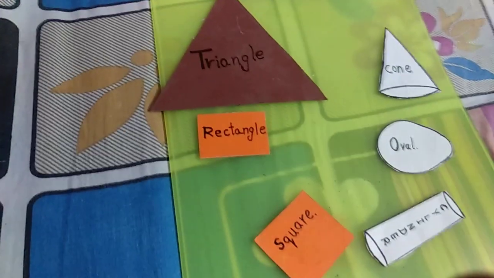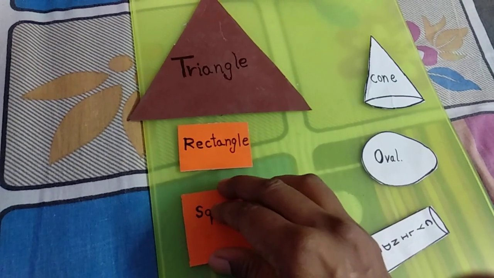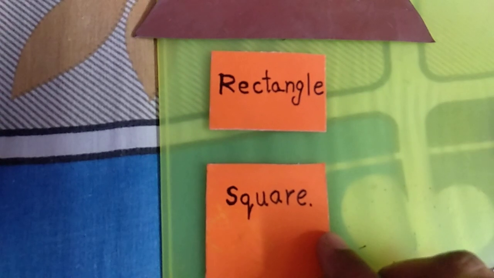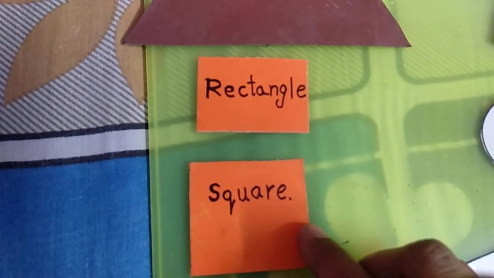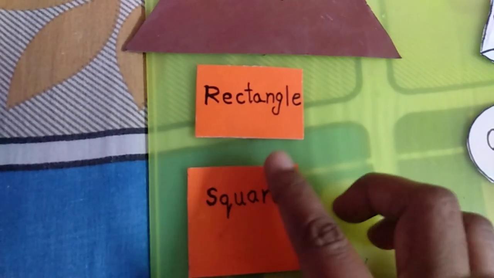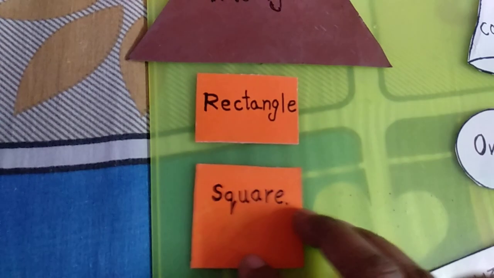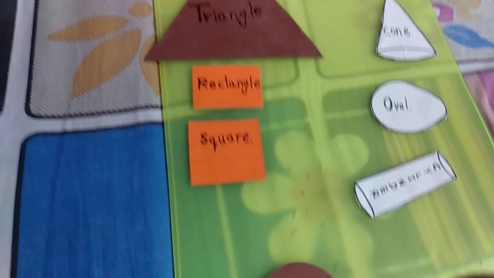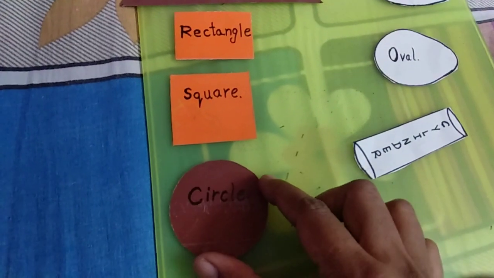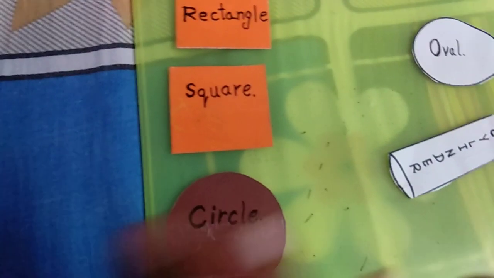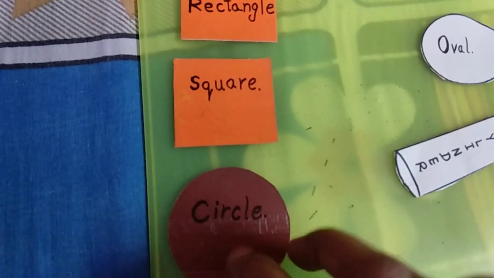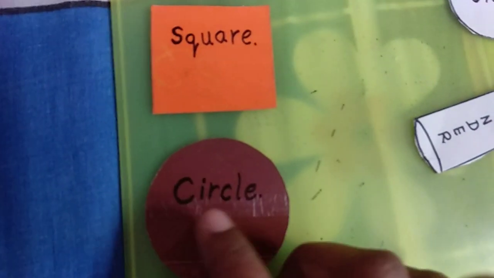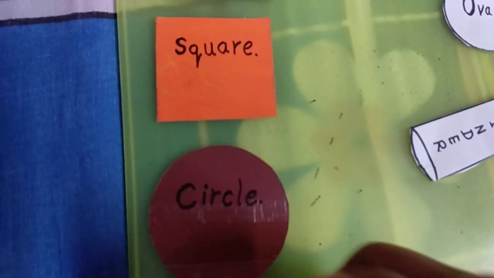Understood? Our next shape is a square shape. Spelling of square is SQUARE, square. See children, it also has 4 sides, but all the sides are equal. Okay. Our next shape is a circle shape. Circle is the shape which has no sides. It looks like a round shape. Spelling of circle is CIRCLE, circle.